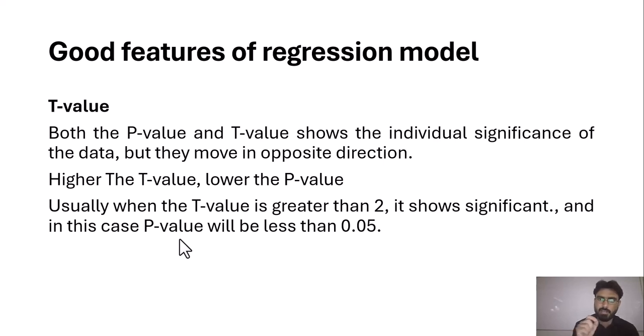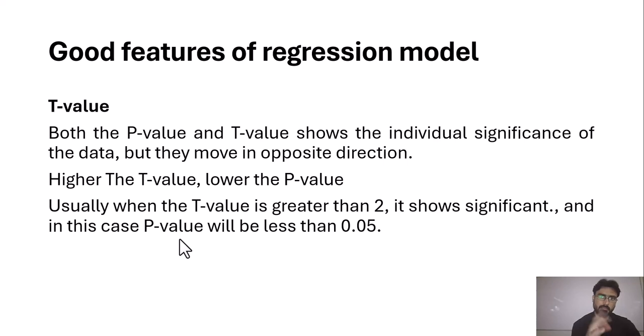And the next thing is the p-value. The p-value shows the significance of your independent variable, and the t-value also shows the significance of your independent variable. The F statistic shows the joint significance of the model. On the other hand, the p and t values show the individual significance of our independent variables. If the t value is greater than 2, it means that your independent variable is significant. And if your p value is less than 0.05, it means that your independent variable is significant.